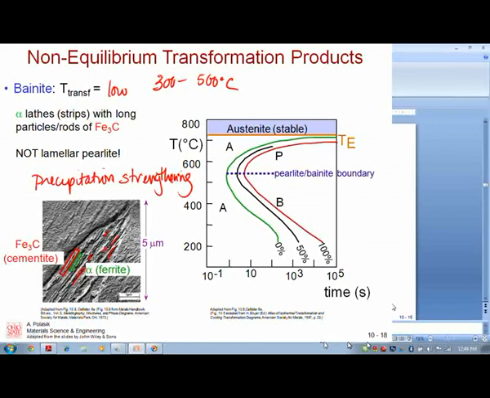Okay, but completely different morphology than pearlite. Same 2 phases, okay? So alpha plus cementite, same 2 phases, but a different morphology, so it's a totally different microconstituent or transformation product.